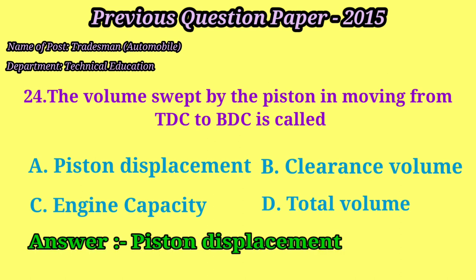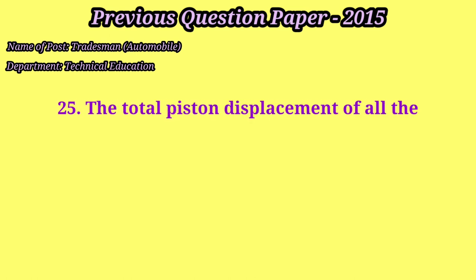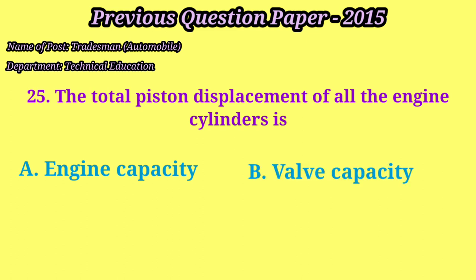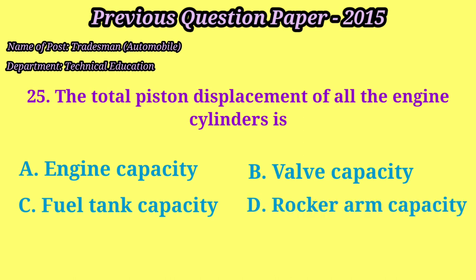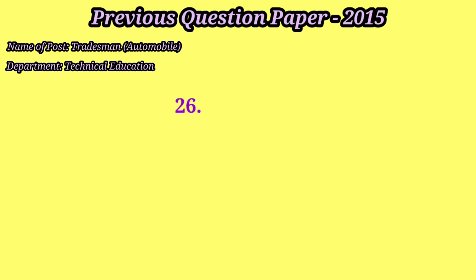Answer: Piston displacement. 25. The total piston displacement of all the engine cylinders is A. Engine capacity. B. Valve capacity. C. Fuel tank capacity. D. Rocker arm capacity. Answer: Engine capacity. 26.